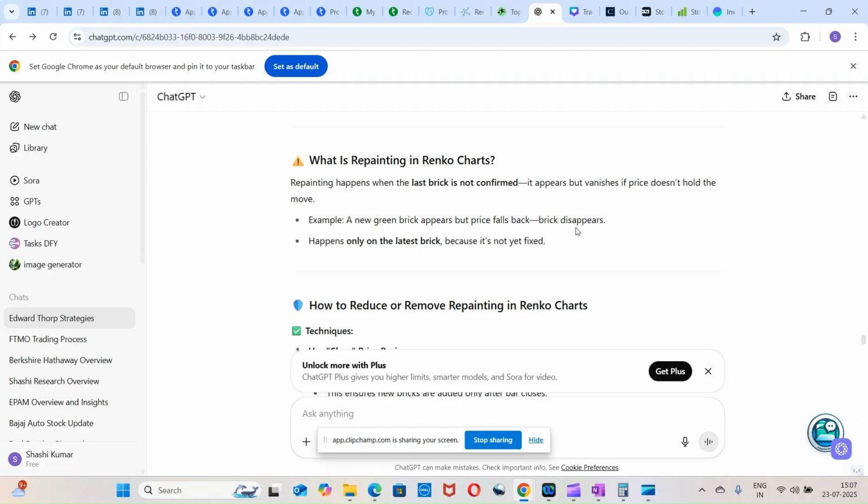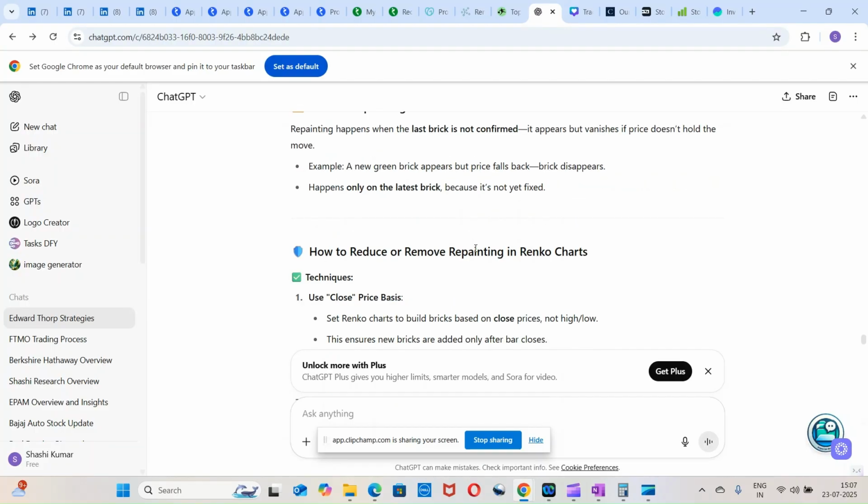So that's what repainting is. Repainting is basically the last brick is not confirmed. It gives you a preview, but again it disappears when the price doesn't hold that move. The last brick appears, but vanishes if price doesn't hold the move. For example, a new green brick appears, but price falls back and the brick disappears. It happens only on the latest brick because it's not yet fixed, not on the previous bricks or the bricks which are already formed.